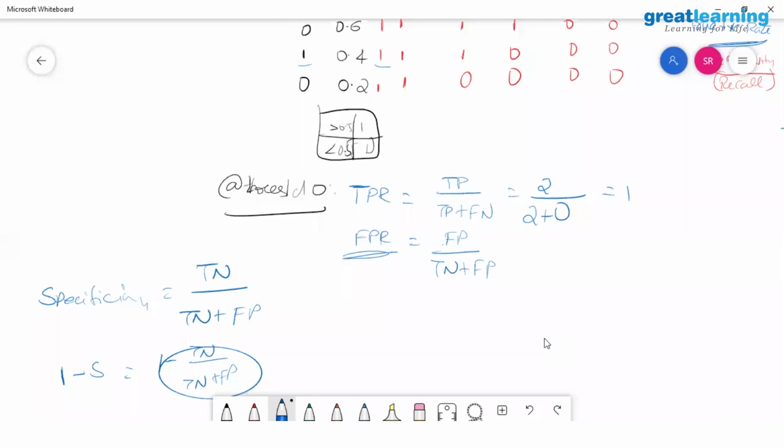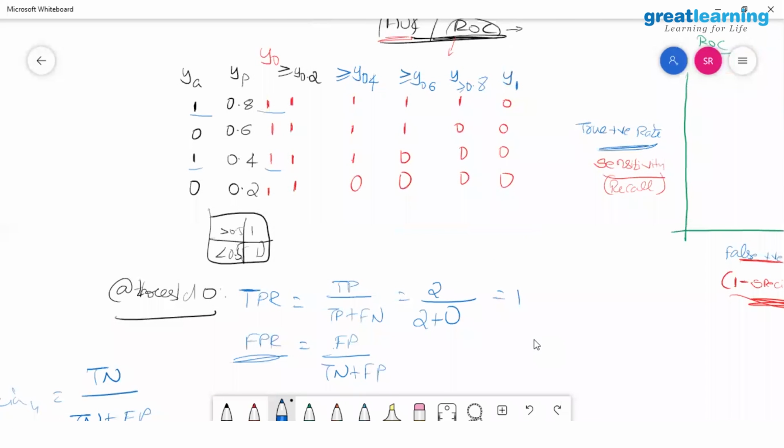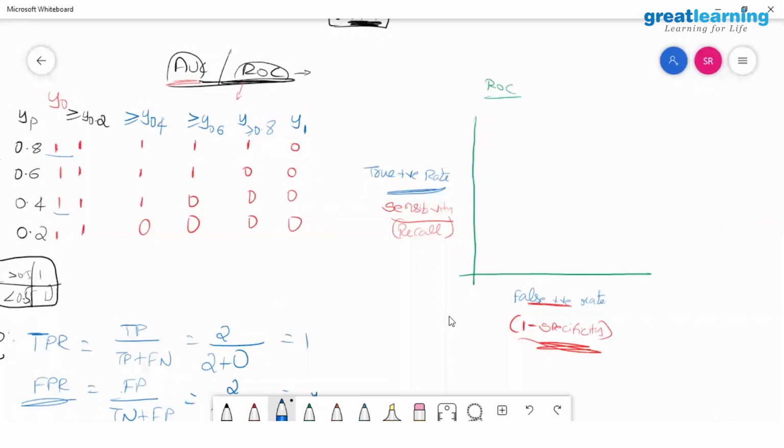Right? So now what is the value over here? What is FP? 2. So falsely predicted as positive is 2. Now what is truly predicted as negative? 0. So it is 0. Falsely predicted as positive is 2. Again it is 1, 1. So in the plot, where does it fall?